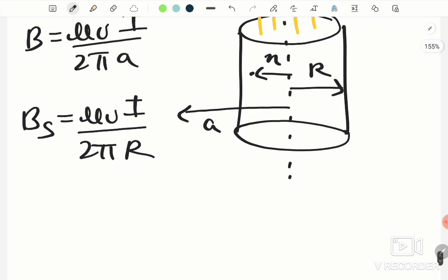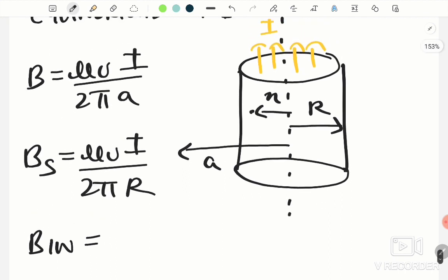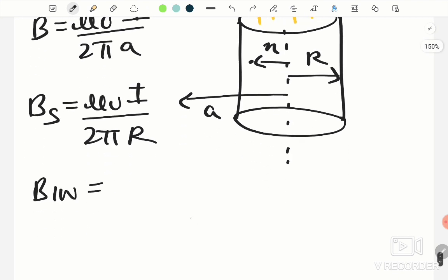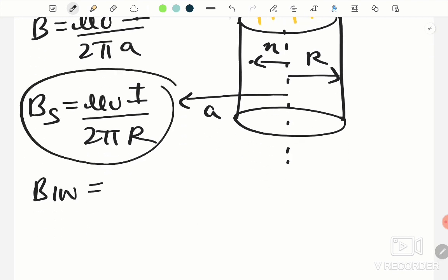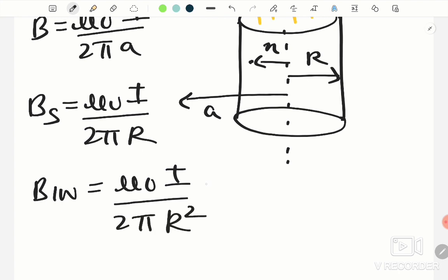And now guys, if we want to find magnetic field inside this cylindrical wire at some distance x from the center of the cylinder or from the axis of the cylinder, then in that case, we need to modify this formula in such a way that in the denominator, R will become R square, and in the numerator, we will multiply by x. So magnetic field inside a cylindrical wire will be given by mu naught I upon 2 pi capital R square into small x.